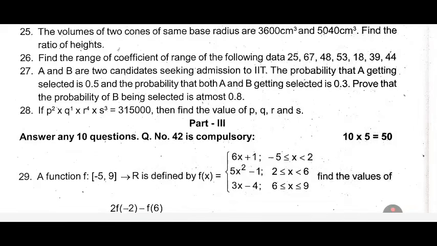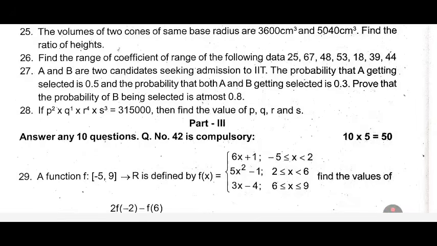27. A and B are two candidates seeking admission to IIT. The probability that A is selected is 0.5, and the probability that both A and B are selected is 0.3. Prove that the probability of B being selected is at most 0.8.